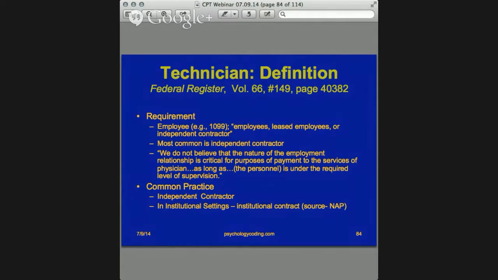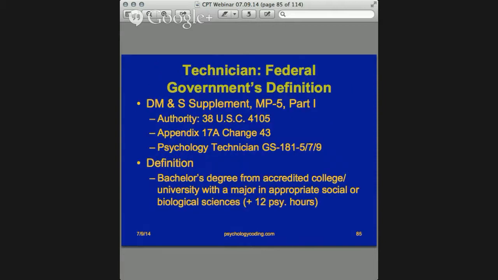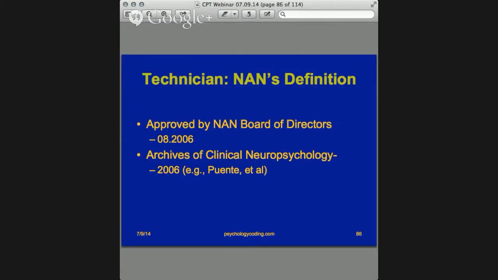It requires you to have some kind of contractual relationship, such as a 1099. If the individual is, for example, associated with the federal government, the minimum qualification happens to be a bachelor's degree from an accredited college or university with some training in the area of social, behavioral, biological sciences. NAN's definition was approved in 2006 and is found in the Archives of Clinical Neuropsychology, an article that I and several other individuals published.